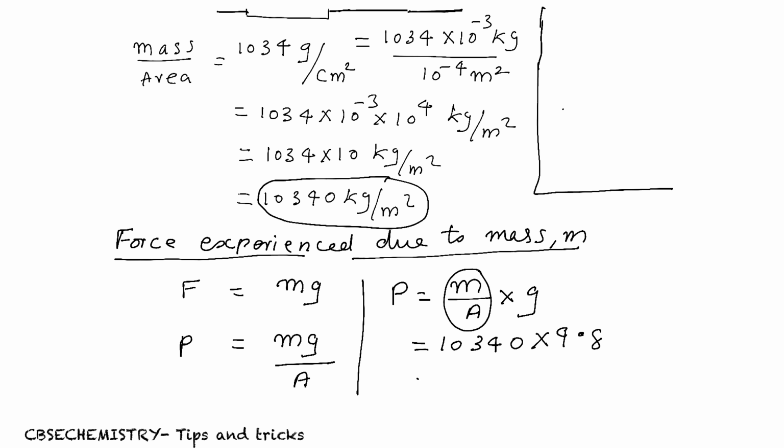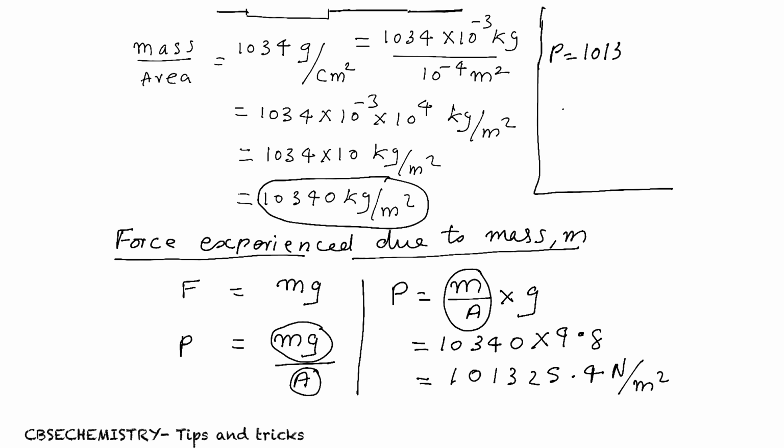On calculating, we will get 101,325.4. Now what is the unit? See, mg is force, right? Newton. By area. Area, what is the unit? Meter square. And we know Newton per meter square is what? Pascal. So 101,325.4 Pascal. Hope all of you understand.